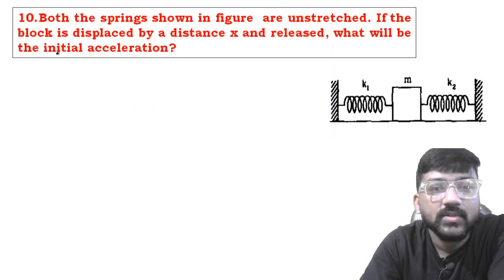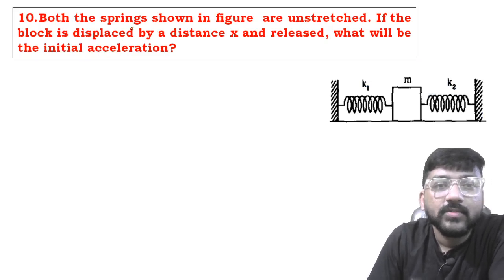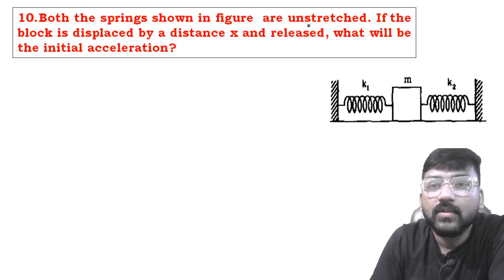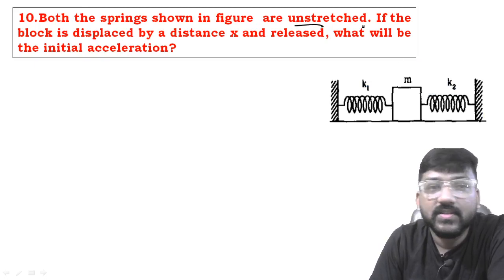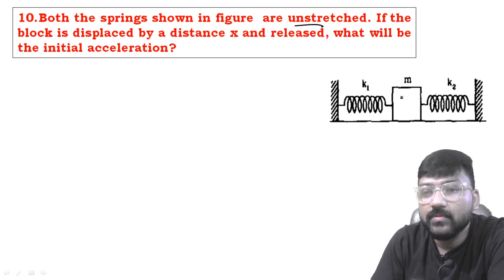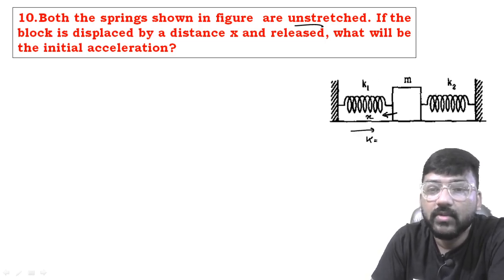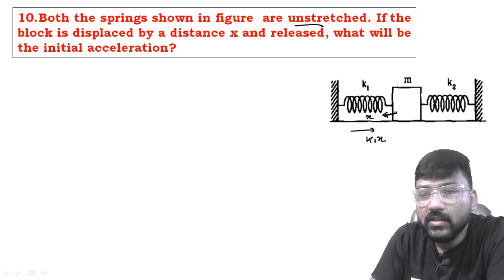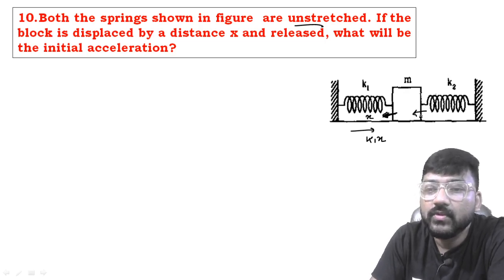Next, question number 10. The springs shown in the figure are unstretched. Initially these springs are unstretched. A block is displaced by a distance x and released. So suppose this block is displaced in this direction by an amount x. So what will be the force? The force will be acting along this direction, that will be k1x. Similarly, if you move this block along this direction, this spring will be elongated, so the force will be acting along this direction, that will be k2x.